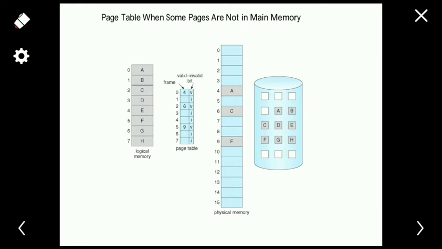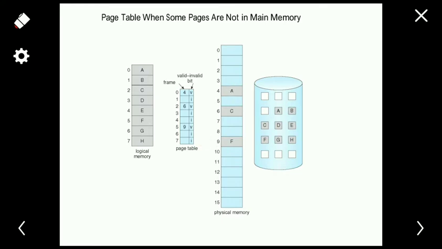Here there is a figure of the page table when some pages are not in the main memory. They have given the logical address with the page table. Here the memory frames 4, 6 and 9 are occupied.